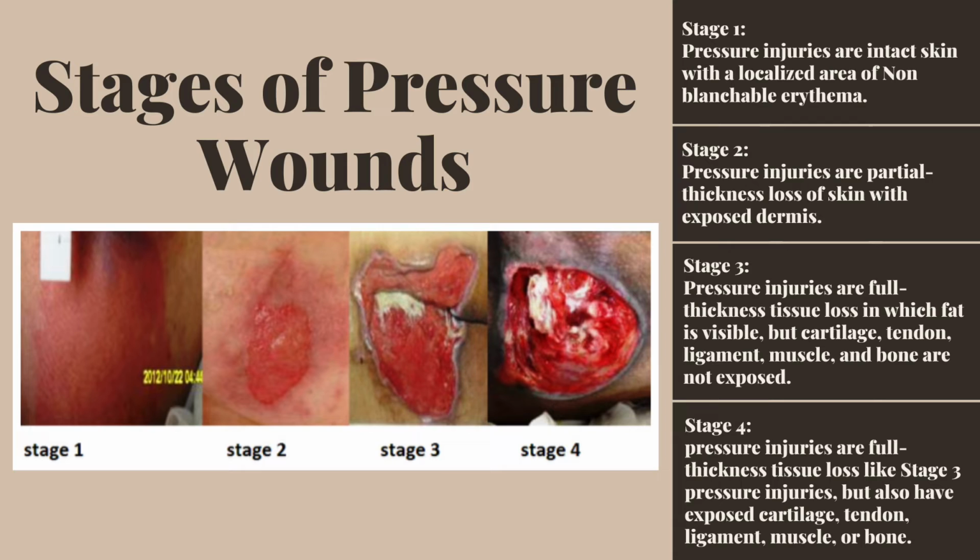Slough is an inflammatory exudate that is usually light yellow, soft, and moist. Eschar is dark brown, black, dry, thick, and leathery dead tissue. If slough or eschar obscures the wound so that tissue loss cannot be assessed, the pressure injury is referred to as unstageable. In most wounds, slough and eschar must be removed by debridement for healing to occur. And lastly, stage 4 pressure injuries are full thickness tissue loss like stage 3 pressure injuries, but have exposed cartilage, tendon, ligament, muscle, or bone.